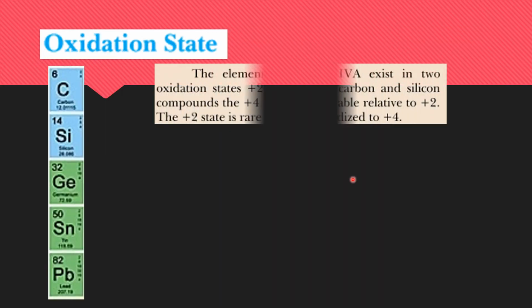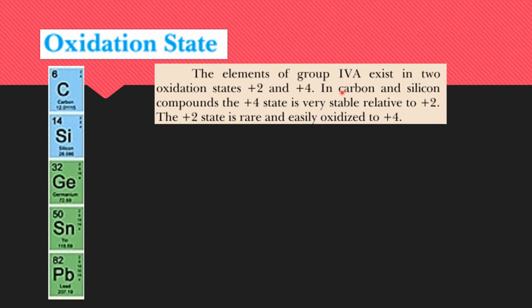Now about the oxidation states of the group 4 elements, they exist in two oxidation states. First is +2 and second is +4. Carbon and silicon exist in the +4 oxidation state. We can say that +4 oxidation state is the preferred oxidation state for carbon and silicon, and +2 oxidation is quite rare for these. And if these two elements exist in the +2 oxidation state, they readily oxidize to the +4 oxidation state.